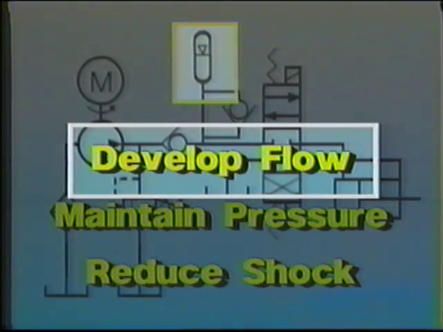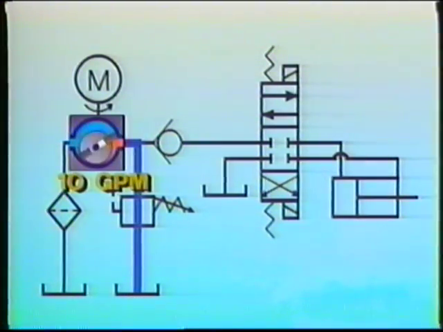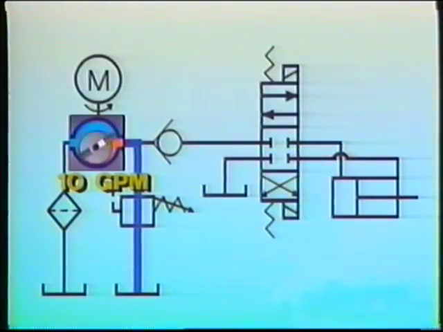Accumulators used to develop flow can increase flow when the demands of the system are greater than the pump can deliver. Suppose, for example, that a machine operates only once every 10 minutes, but requires 10 gallons delivered in 1 minute. A 10-gallon per minute pump could be used, but it would idle for 9 out of 10 minutes, work for a minute, then idle for another 9 minutes, and so on. The pump and its motor would waste power idling.